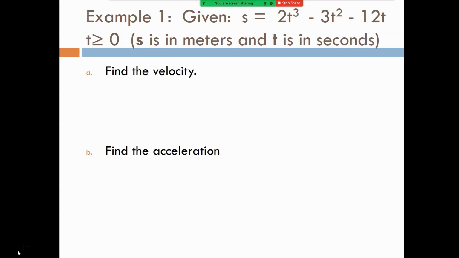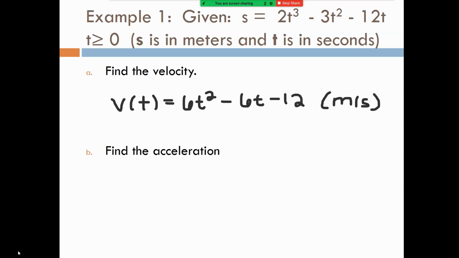All right, so the other day we started with example 1, and you were given the following cubic function. We previously found the velocity, and I'm going backwards kind of for Corey. So the velocity is v of t equals 6t squared minus 6t minus 12, and my units are meters per second. The acceleration is the derivative of velocity, so it's 12t minus 6.